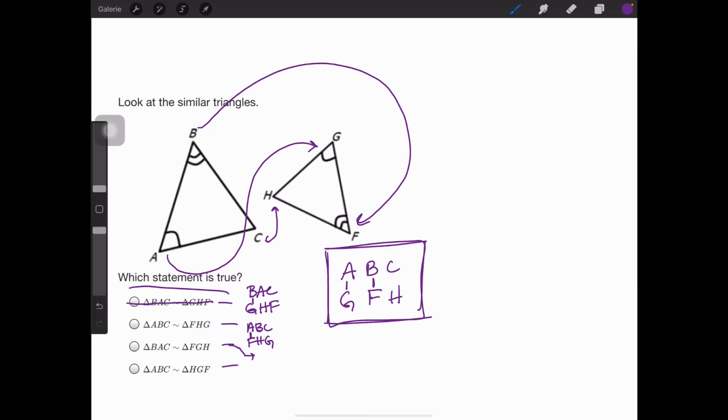I'm going to go down here. BAC and FGH. Let's check. B and F are corresponding. That's right. A and G are corresponding. That's right. And C and H are corresponding. It looks like we have found our answer. But let's check the last one just to be sure. ABC and HGF. So A and H are corresponding. Nope, that is wrong. We found our answer with the third. The third one is BAC is similar to FGH.